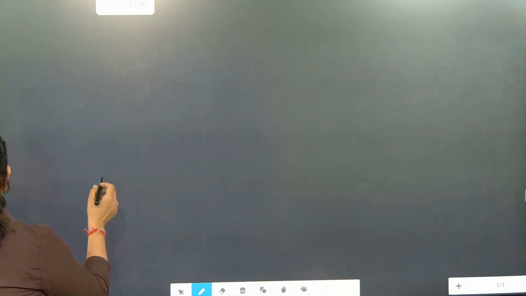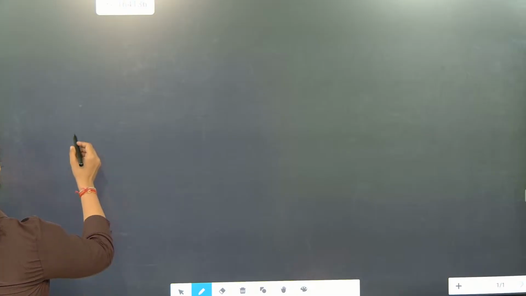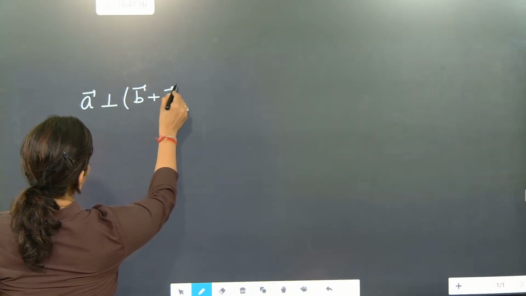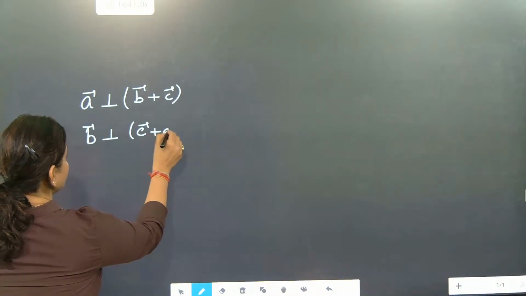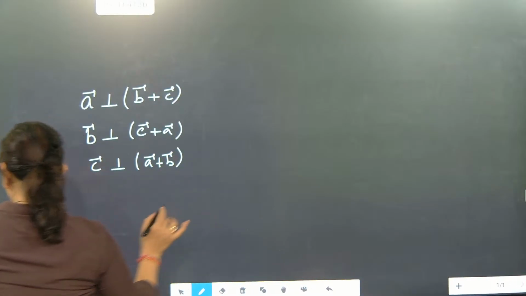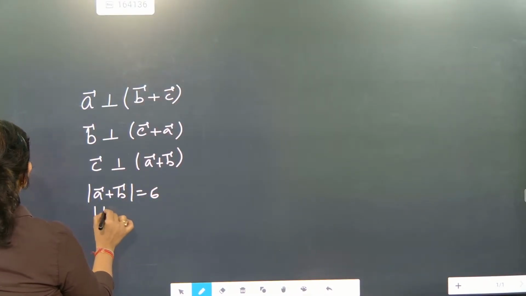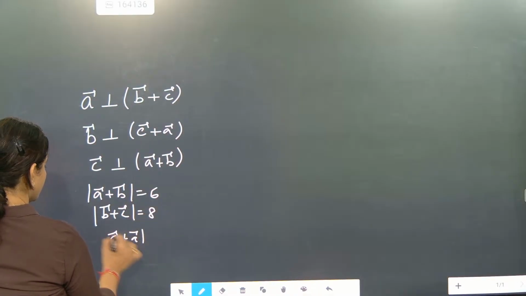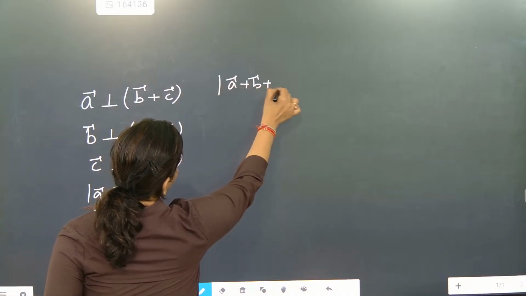First part, what is given to you? They have already informed you that A vector is perpendicular to B vector plus C vector, then B vector is perpendicular to C vector plus A vector, and C vector is perpendicular to A vector plus B vector. This part is given to you, and they have given that the magnitude of A plus B is equal to 6, then B plus C is equal to 8, and the last is equal to 10. Now they wanted us to find this part. This was the question.